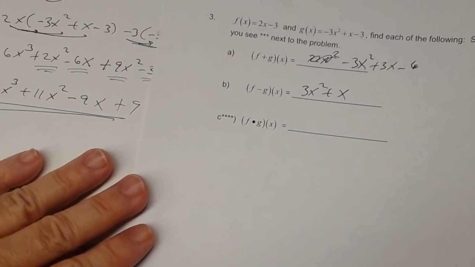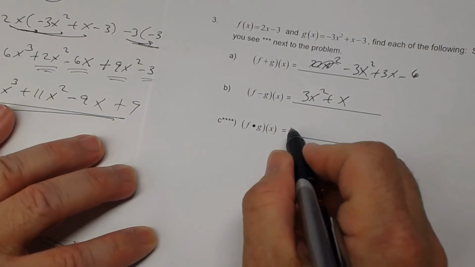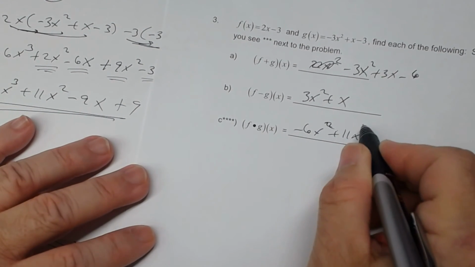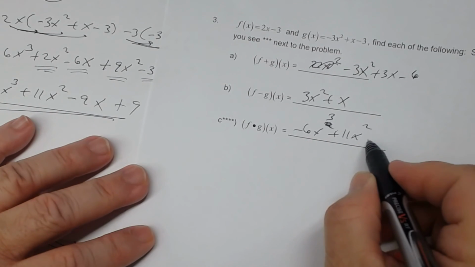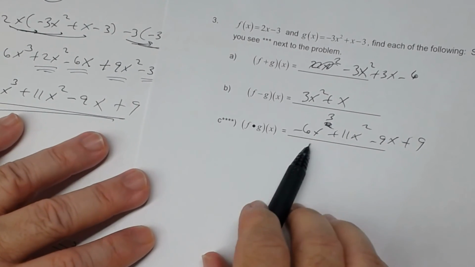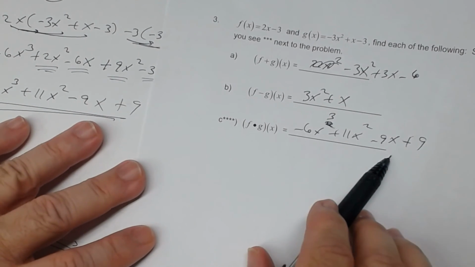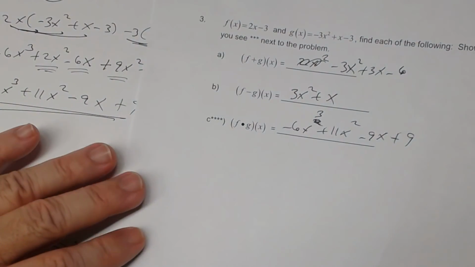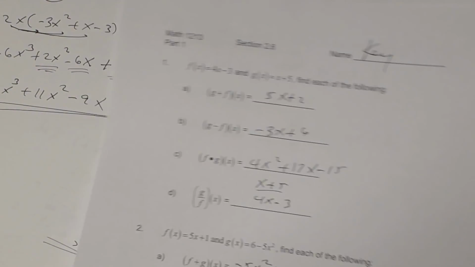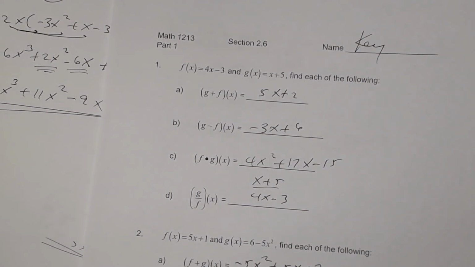So for 3c, you're going to put negative 6x cubed plus 11x squared minus 9x plus 9. All right, so that takes care of the worksheet for section 2.6, part 1.